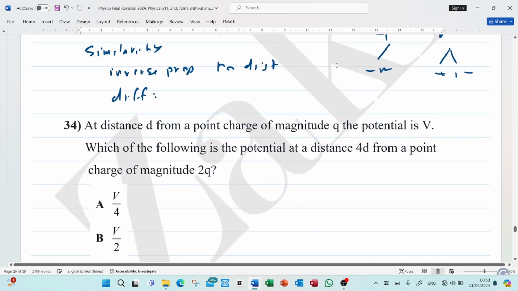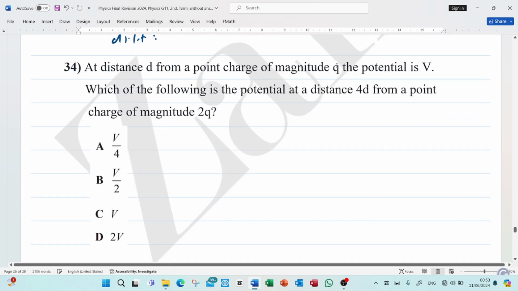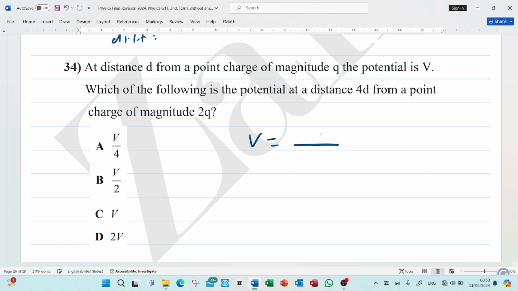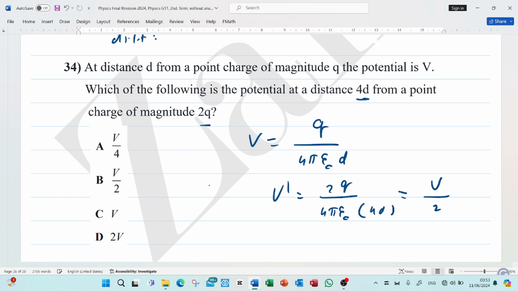Now we go to the multiple choice. Question number 34. We use the formula V equals Q over 4 pi epsilon naught D. Then V dash: the charge is 2Q and the distance is 4D. Then it's 2Q over 4 pi epsilon naught and replace D by 4D. When you simplify it will be V over 2. Then the correct answer is V over 2.